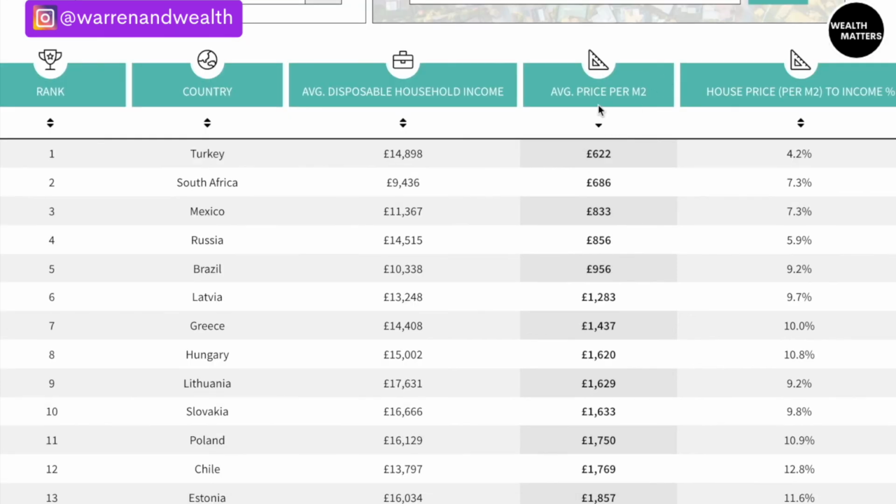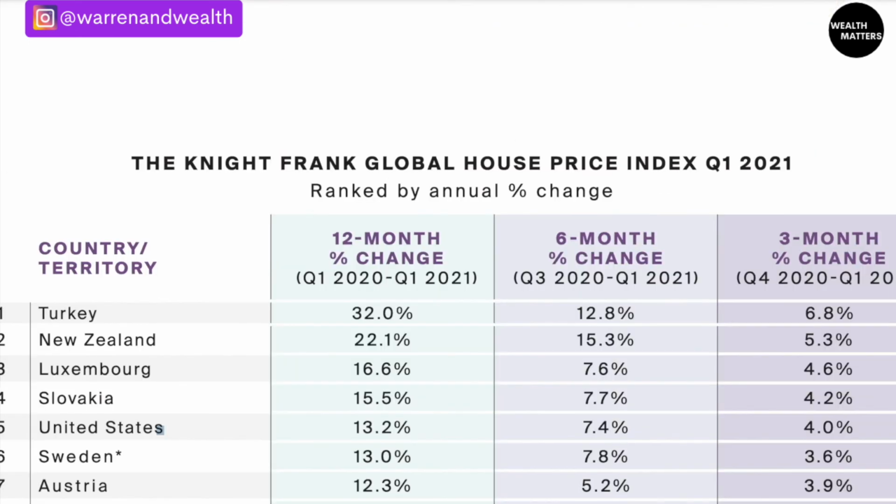So this was just a fun comparison, guys, but very interesting for me to see that a property in Turkey on average is 6 times cheaper than the UK, but has grown over 3 times as much over the last 12 months. Now, obviously, these are very unique economic conditions, very unique property market conditions. 32% growth in a year is very, very rare. We probably won't see this again for a good few decades, guys. But it's good to know and get an idea of the sorts of prices of property globally and their growth rates. I hope you found this video interesting, guys.